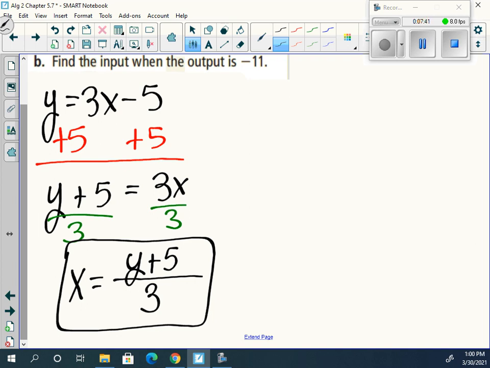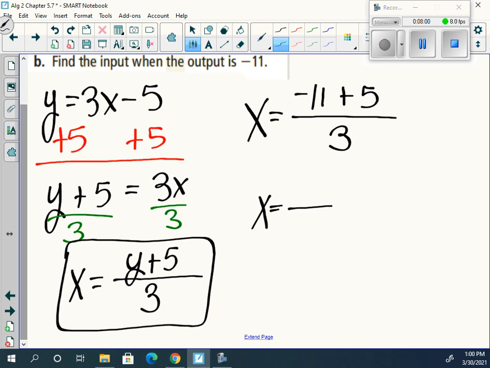Now again, the next part is find the input when the output is -11. Well, x is our input. It's the values that we plug into the function. Normally, x was going to be the input, and y is the output. So if I know the output is -11, we can plug it in as -11 plus 5 divided by 3, because that will give us what the input is when the output is -11.